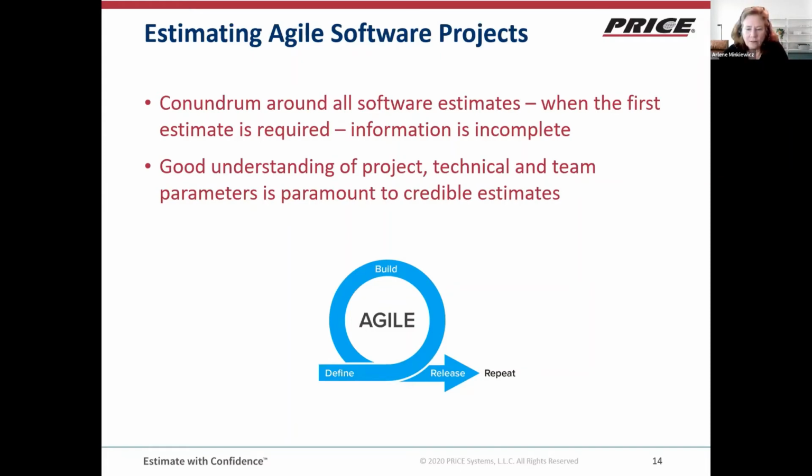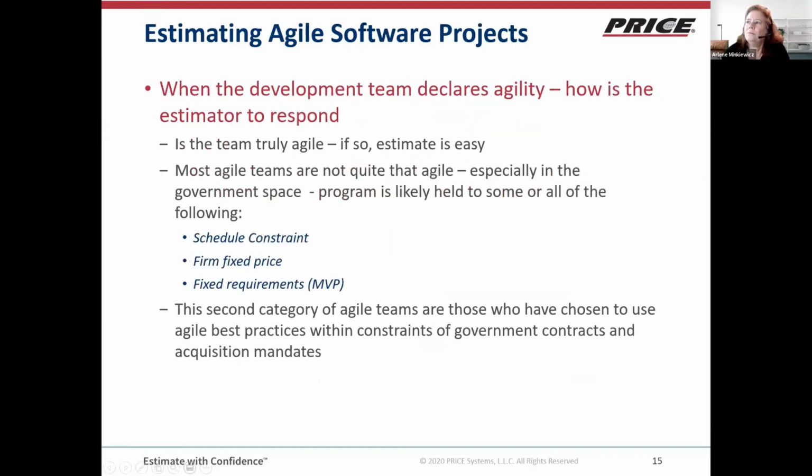Because in general, when people say their projects are Agile, they're not 100% Agile, at least in my experience. So when the development team declares agility, how is the estimator supposed to respond? First of all, if the team is truly Agile, and I said this up front, it's like utopian Agile. I forget where I got that reference, but I like it. So utopian Agile really does absolutely follow the Agile Manifesto.